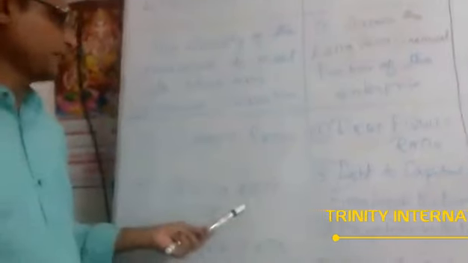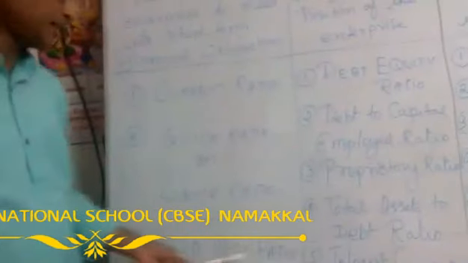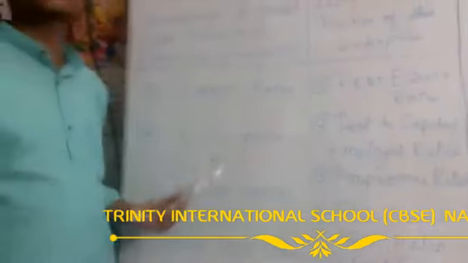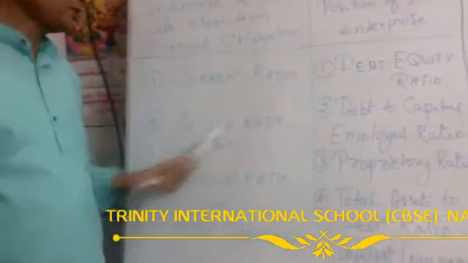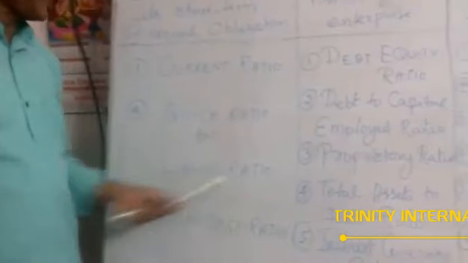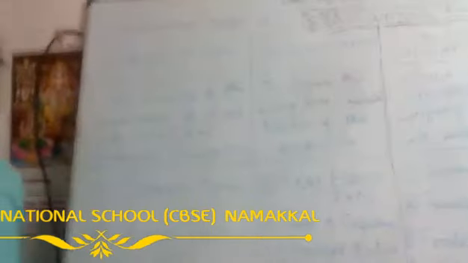Second is quick ratio, also called liquid ratio or acid test ratio. That's why in our main exam they will ask what is the other name for liquid ratio. You can write quick ratio or acid test ratio. So quick ratio has another two names: one is liquidity ratio, the other is acid test ratio. Okay, liquidity ratio is very important.